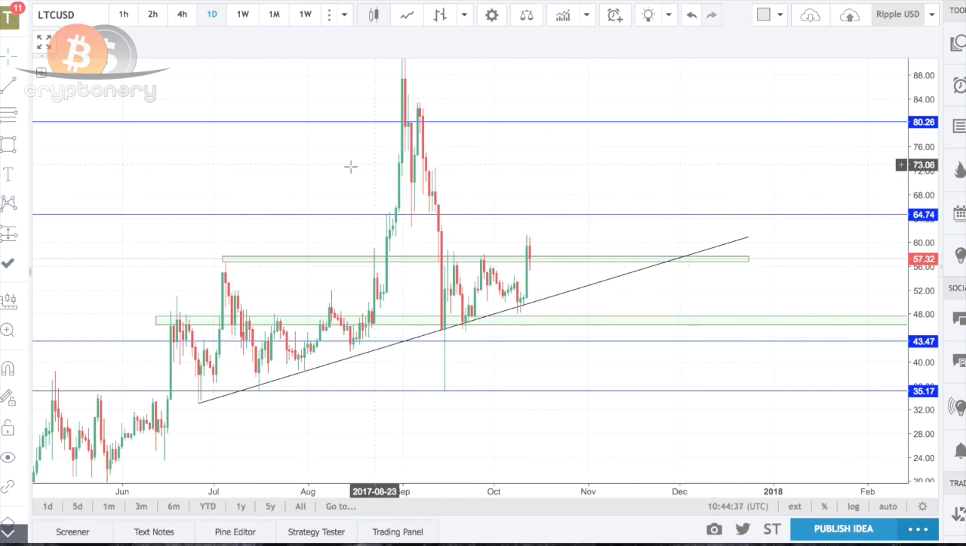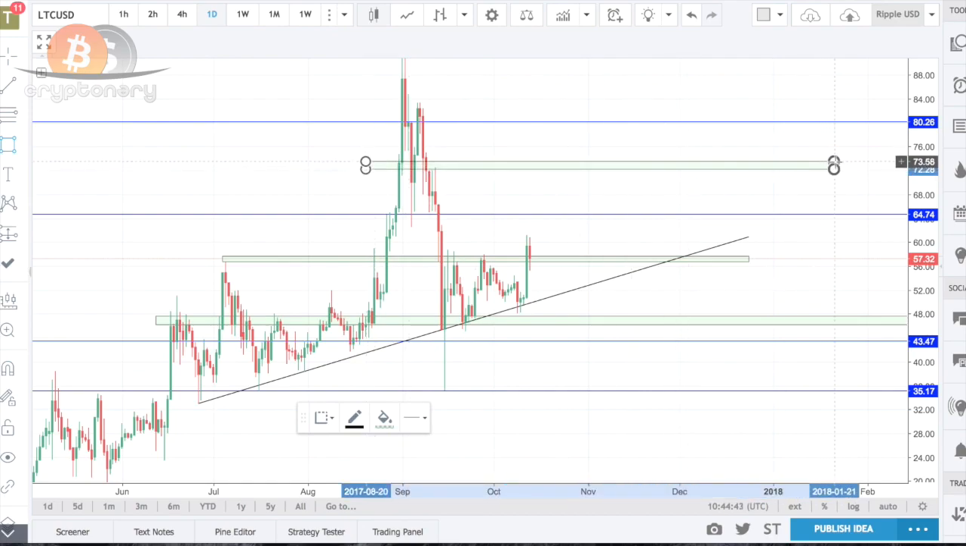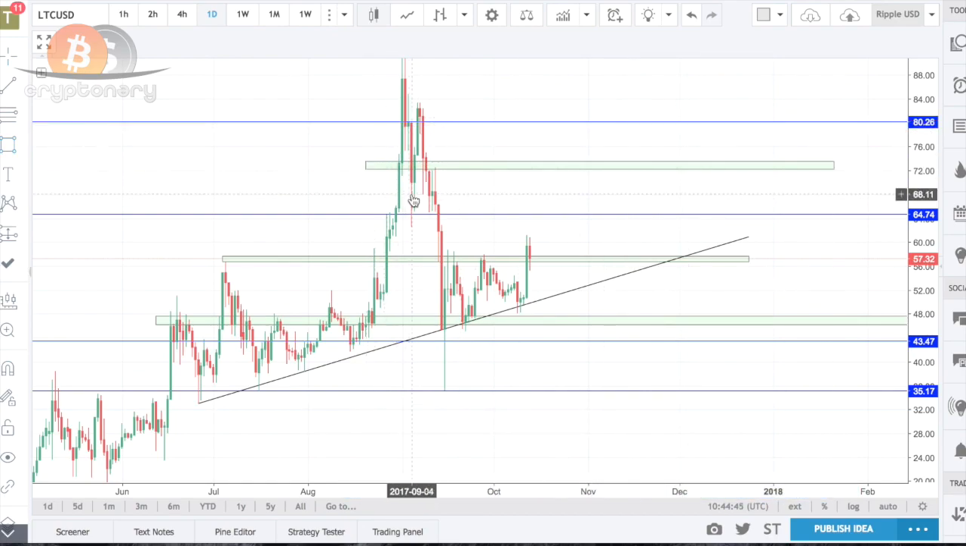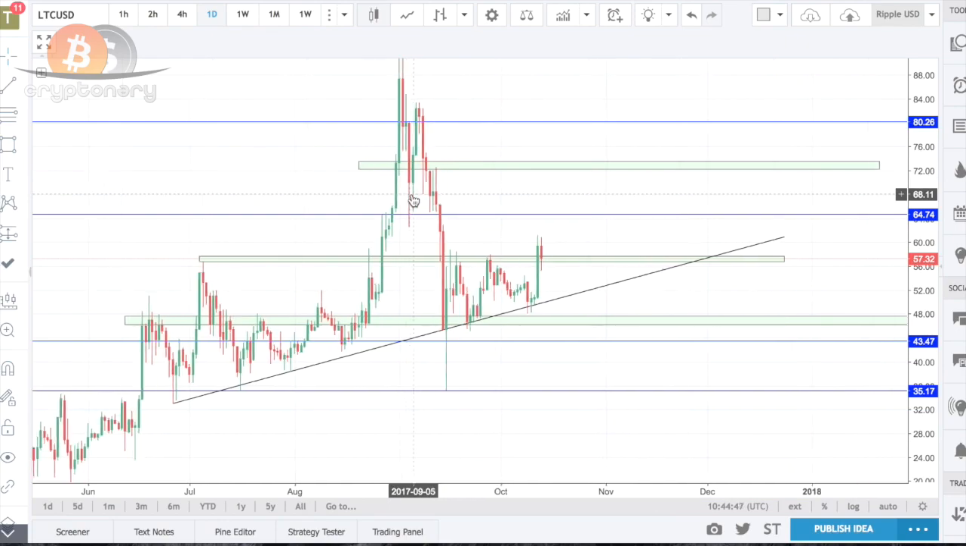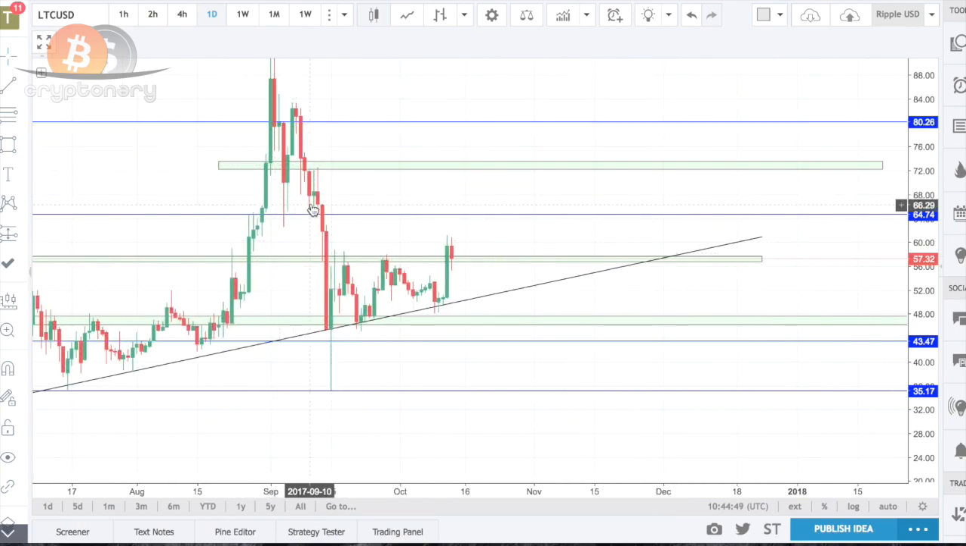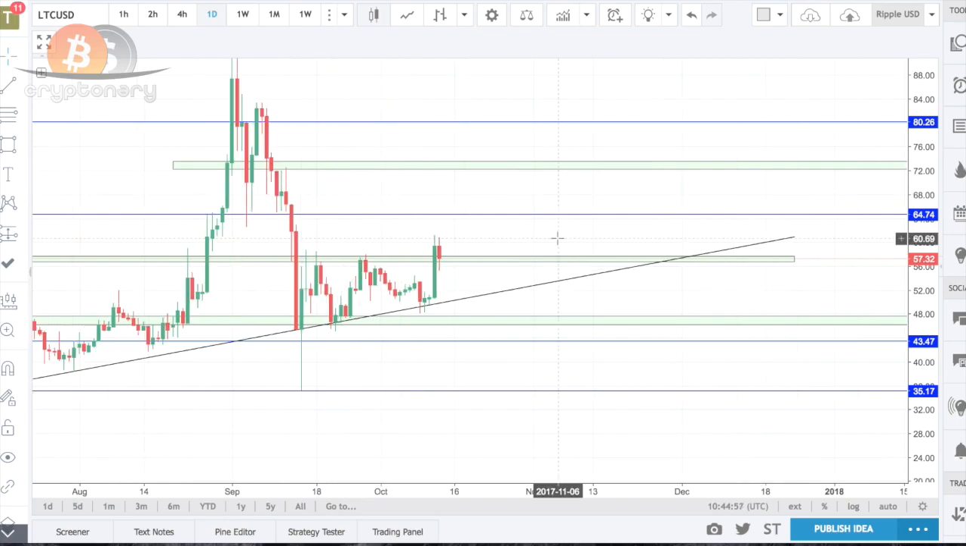For me, there may be this here. This may be another level, but it doesn't seem strong enough to actually sustain. The price action here was way too quick to consider a key level of support and resistance. So what we can do is highlight this zone as a potential.